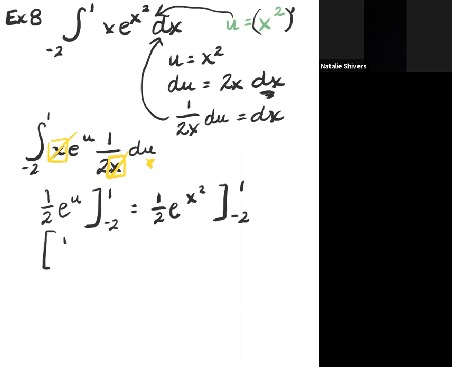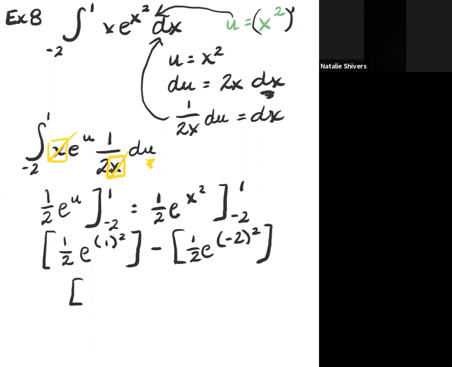So when I plug this in, I get 1/2 e to the 1 squared minus 1/2 e to the -2 squared. Make sure that you still do it in order because it's easy to do this one backwards. So I get 1/2 e to the first minus 1/2 e to the 4th. And when I type that into the calculator, I get -25.94.